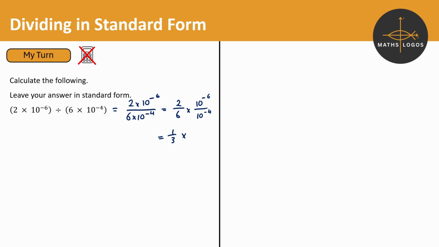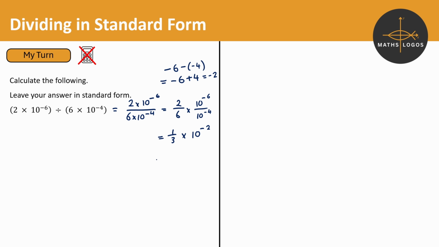And then I need to do 10 to the negative 6 divided by 10 to the negative 4. I'm subtracting my indices. Be careful here because we need to do negative 6 subtract negative 4. So just be careful with that. That is equal to negative 6 add positive 4. And negative 6 add 4 is negative 2. So my answer to this fraction is 10 to the power of negative 2.